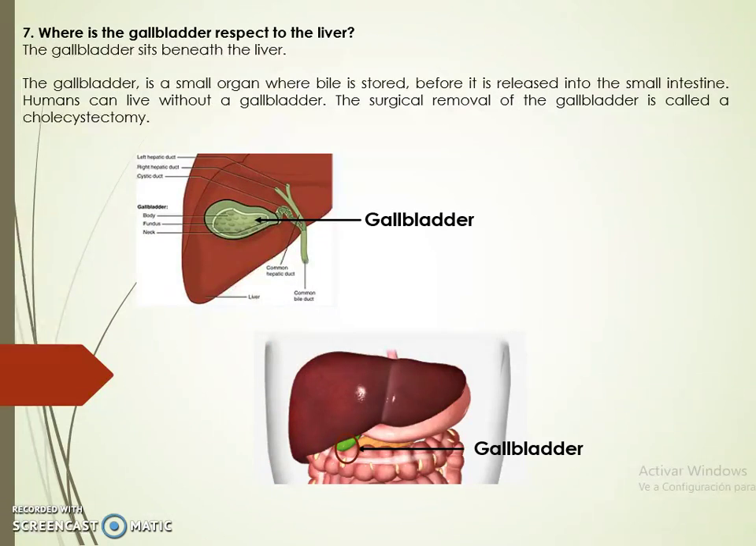Where is the gallbladder with respect to the liver? The gallbladder sits beneath the liver. The gallbladder is a small organ where bile is stored before it is released into the small intestine. Humans can live without a gallbladder. The surgical removal of the gallbladder is called a cholecystectomy.